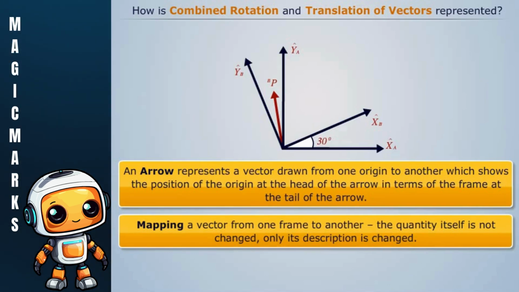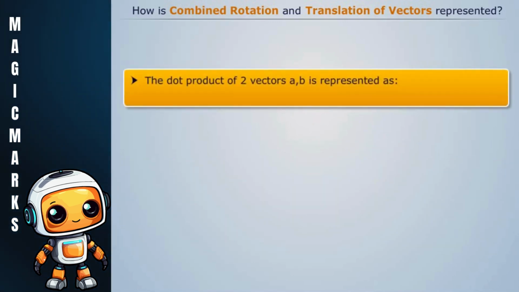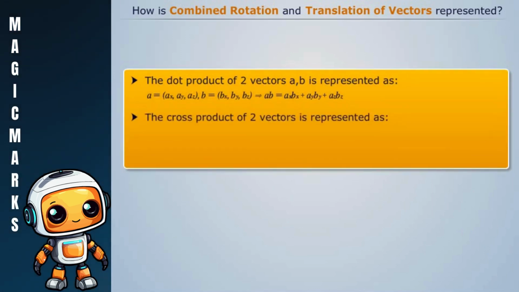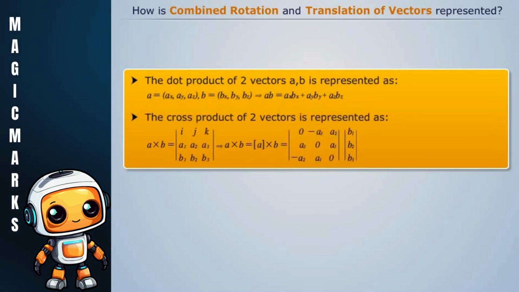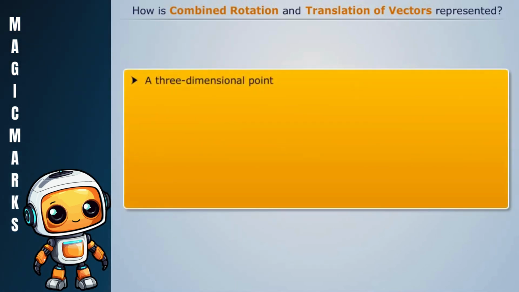Let's now see how to represent the vectors mathematically. The dot product of vectors can be represented as follows. The cross product of two vectors is represented as follows. A unit vector is marked as follows. A three-dimensional point is represented as follows.